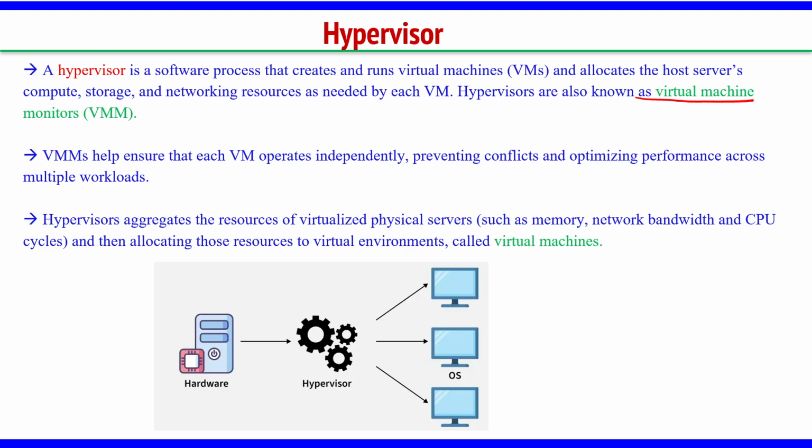Okay, so a hypervisor not only helps in creating and running virtual machines, it also takes care of the maintenance of those virtual machines, right? So the hypervisor aggregates the resources of virtualized physical servers such as memory, network bandwidth and CPU cycles, and then allocates these resources to the virtual environments called virtual machines. So the hypervisor's job is to aggregate the available resources in the physical servers, right, and then allot them to the one who is requesting it. Okay, so this is about the hypervisor.